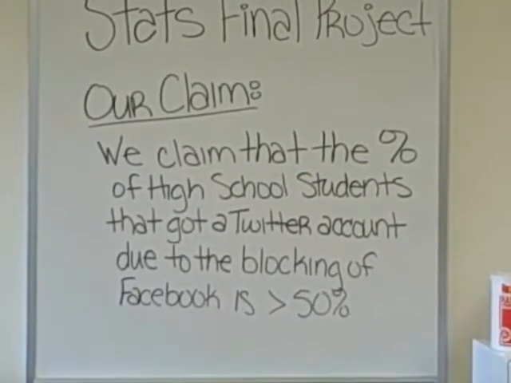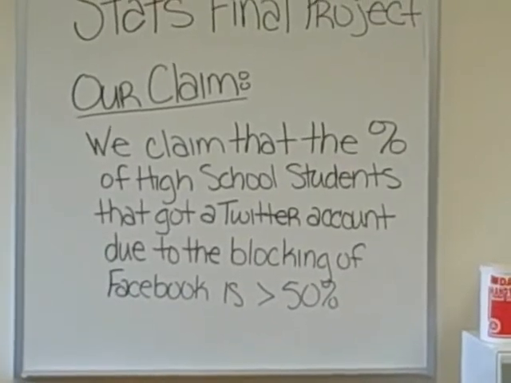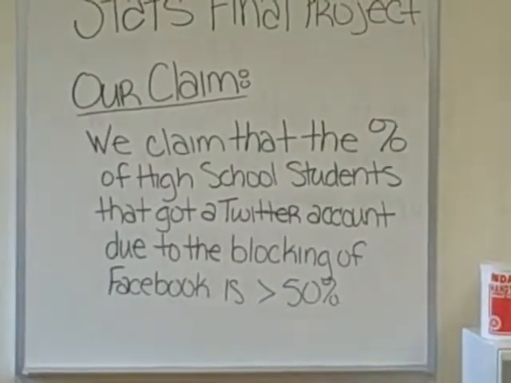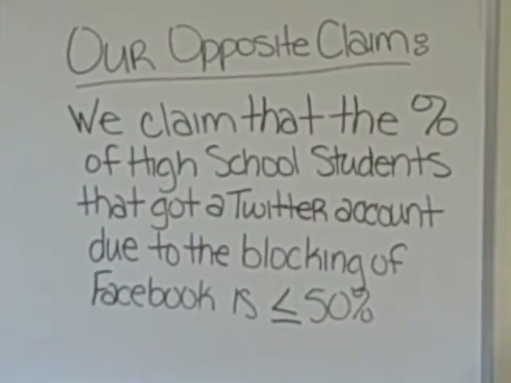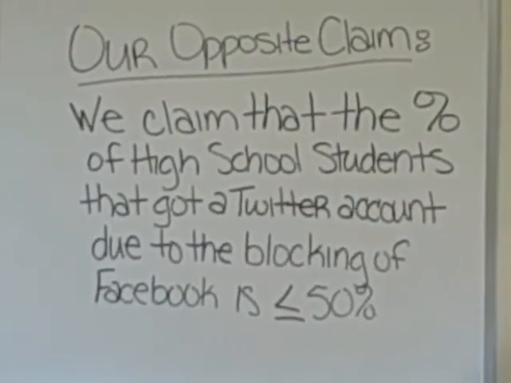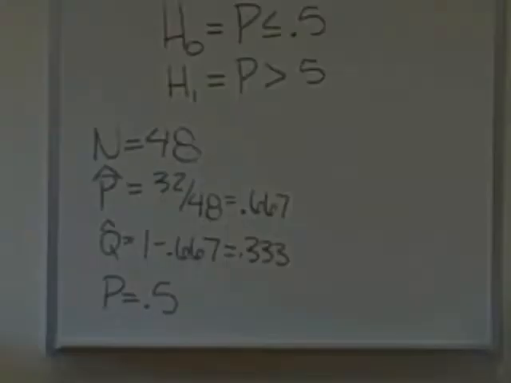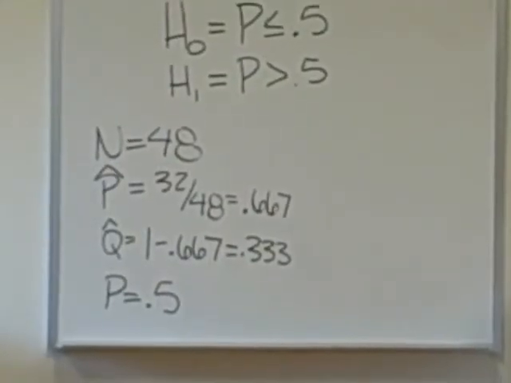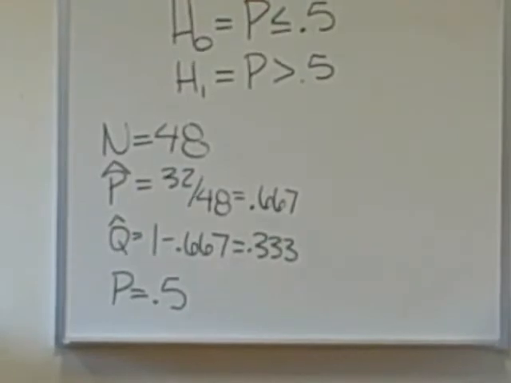Our claim. We claim that the percent of high school students that got a Twitter account due to the blocking of Facebook will be greater than 50%. Our opposite claim is that the percentage of high school students that got a Twitter account due to the blocking of Facebook is less than or equal to 50%. Our null hypothesis is P is less than or equal to 0.5. Our alternative hypothesis is P is greater than 0.5.